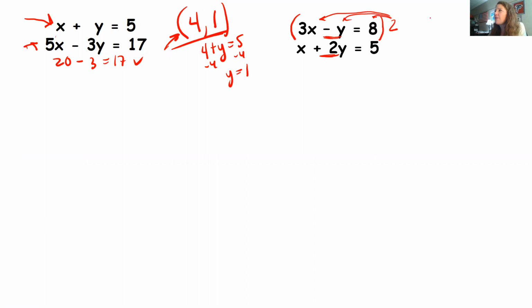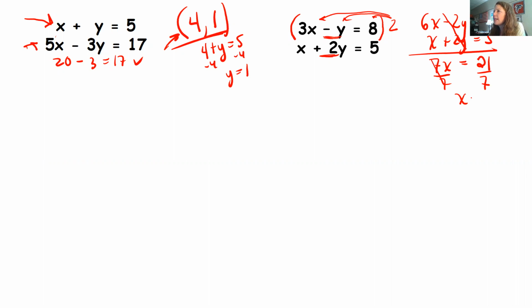So here we have 2 times 3x is 6x, negative y times 2 is negative 2y, and 8 times 2 is 16. We're going to bring down our other equation the way we see it. So 6x plus 1x is 7x. Our y's eliminate, and then we have 21, and then we divide everything by 7.